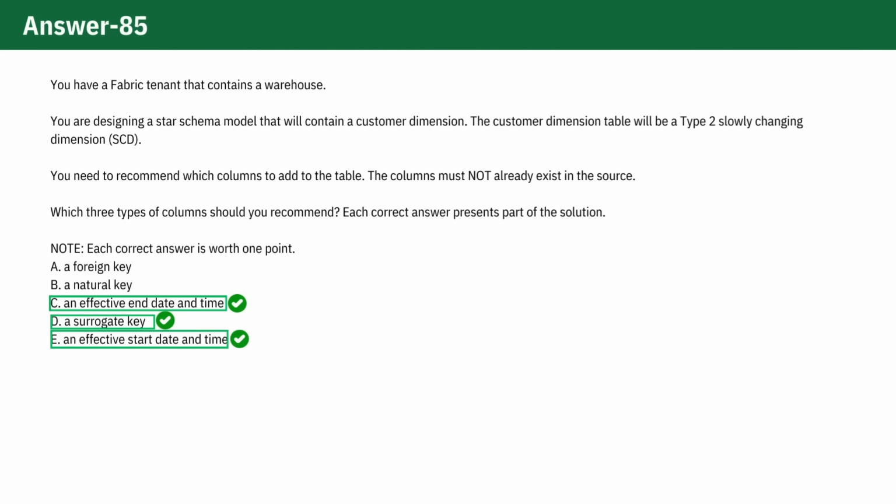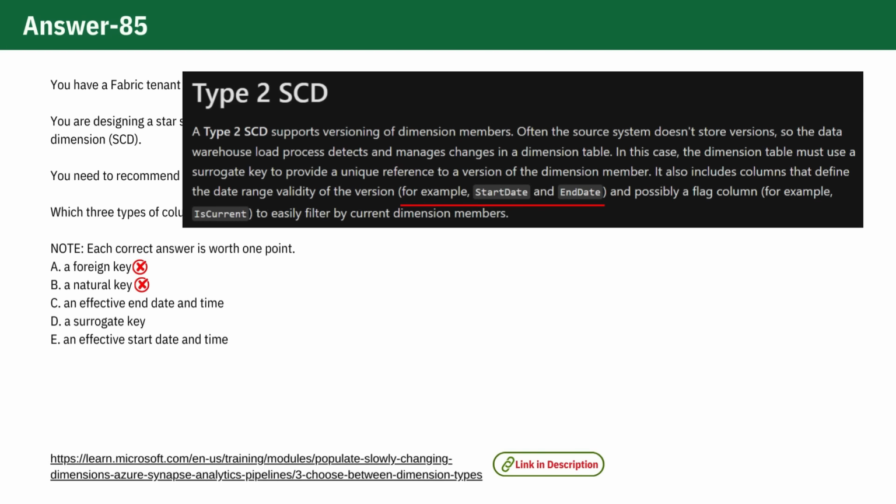Option A. A foreign key would typically exist in a fact table to link to the dimension table. It is not a column type that is unique to handling Type 2 SCDs in the dimension table itself. Thus, it is incorrect. Option B. A natural key is an identifier that comes from the source system and already exists in the source data. The question asks for columns that do not already exist in the source, so a natural key would not meet this requirement.